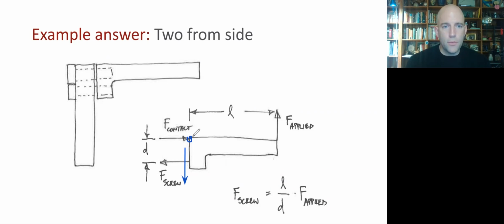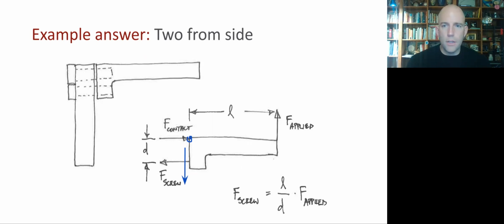So we know that if we do moment balance here, the force from this screw is going to be L over D times the applied force. And I'd like to make this displacement bigger, but I've had to add this lip to the part, and making that really big might run into some manufacturing challenges. It might introduce some bending in this little leg.